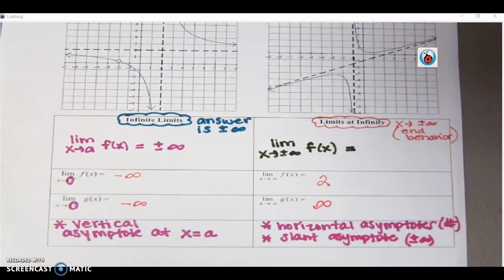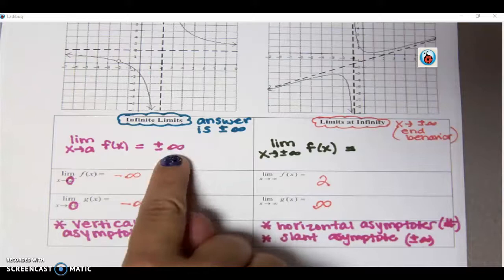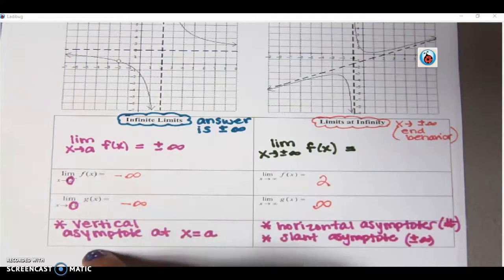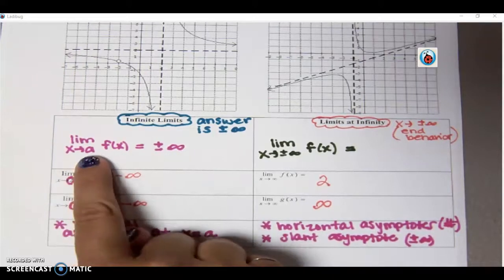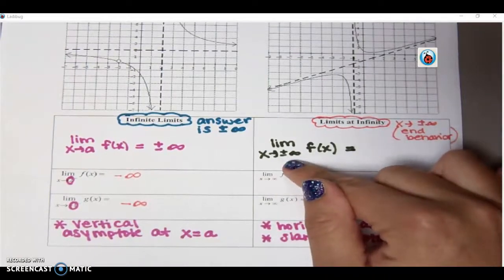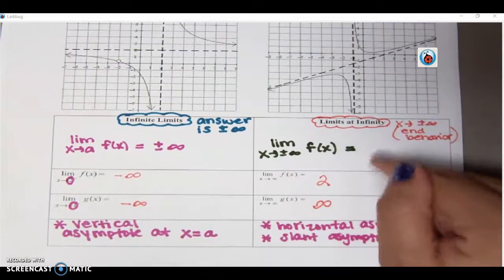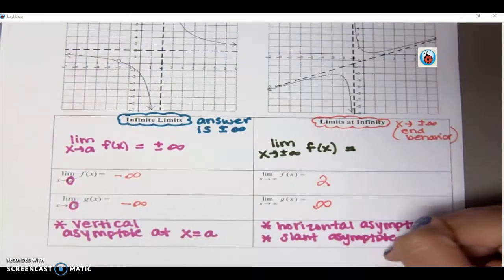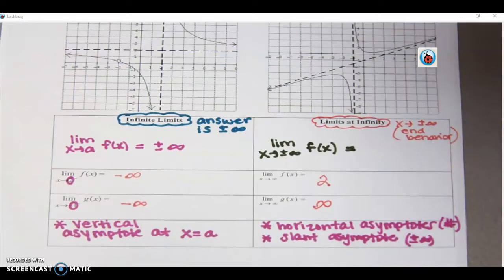So sometimes we're talking about infinite limits, which is when our answers are infinities. Then we have vertical asymptotes at our x equals a. And then if the limit is asking about positive or negative infinity, or asking about the end behavior, our answers give us either horizontal asymptotes or they can give us slant asymptotes. Alright, so next.